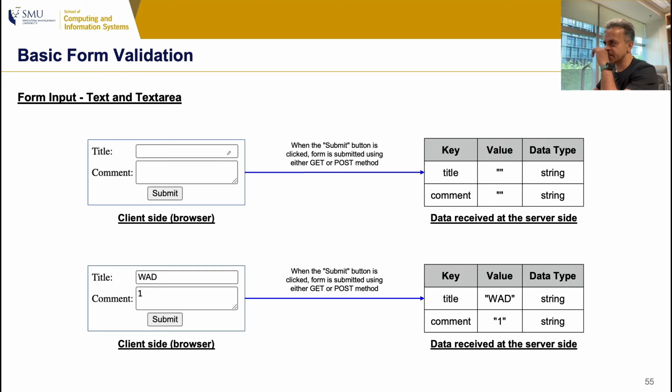So the thing is, if you have a text input, the corresponding key will be there, be it in a query or in a body. It's just that the value will be empty if you haven't typed in anything. But the moment you type in something, the value will of course be whatever value that you type in.